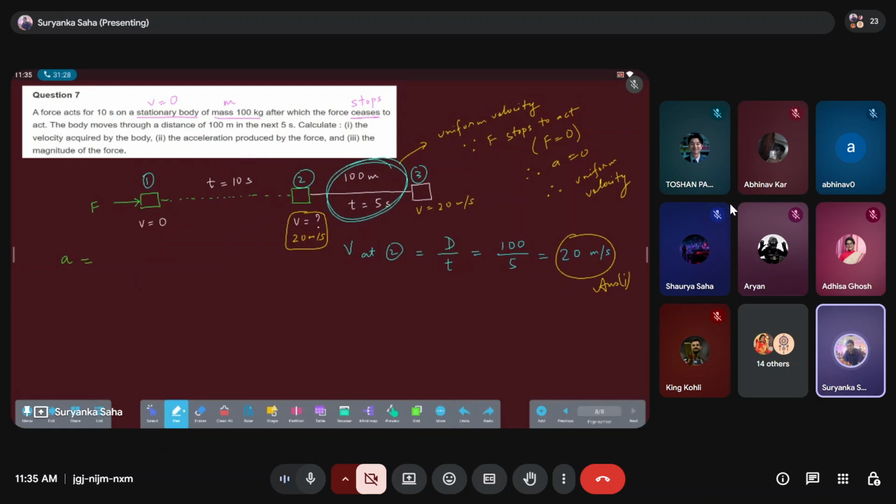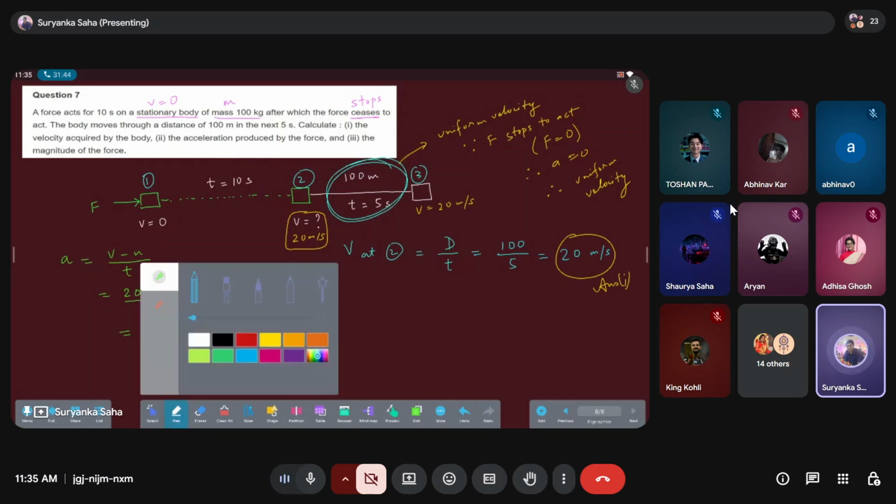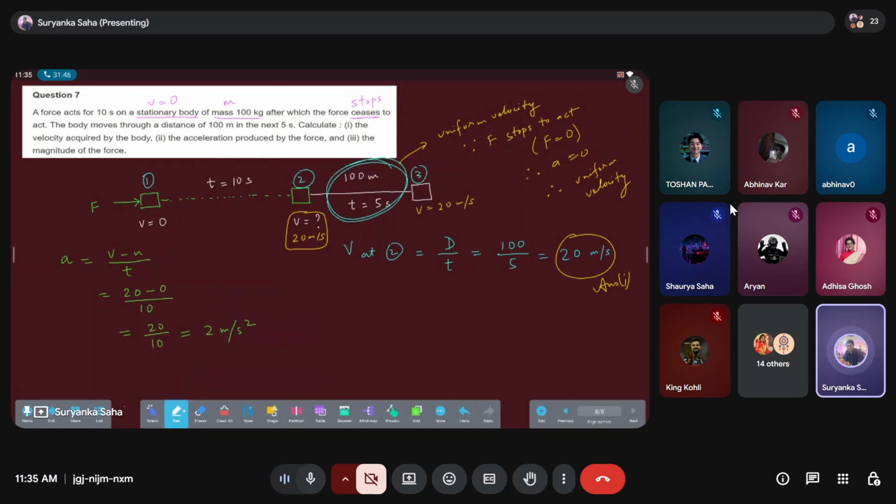So acceleration is equal to final velocity minus initial velocity by time. Final velocity is 20, initial velocity is 0, and the time is 10. So acceleration is 20 by 10, so it is 2 meter per second square. Don't forget to write the unit, otherwise you will get 0. This is answer part 2. Is it okay?